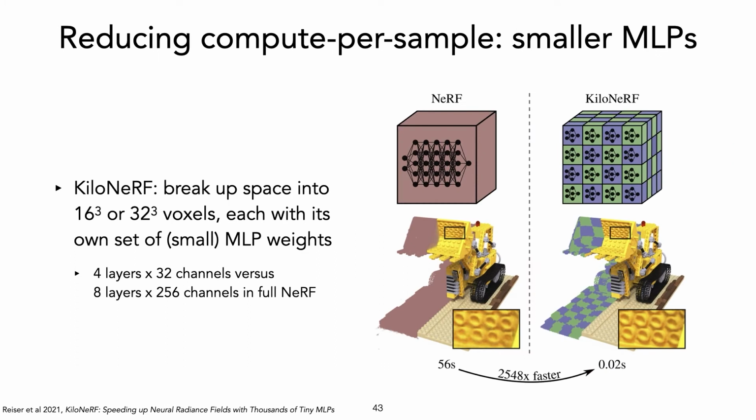In terms of reducing the required compute per volume sample query, one idea is to reduce the overall size of the neural network. This makes the network less expressive, but this can be counteracted by storing many varying local weights in smaller regions of space rather than one single global weight vector for the MLP.